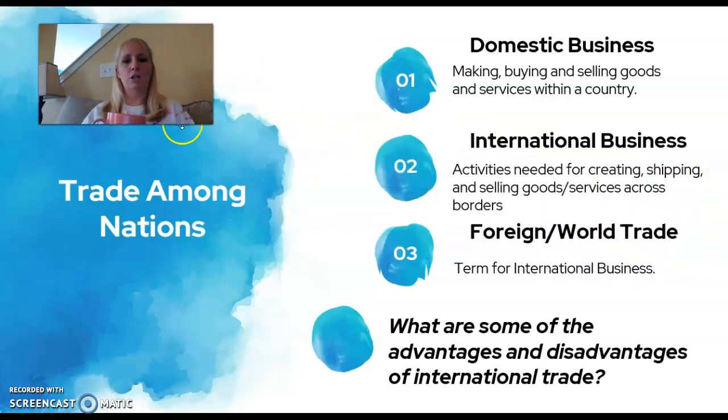Trade among nations. There are three terms that you need to know. First, domestic business. Making, buying, and selling goods and services within the country. So if you buy something that says made in America, that is a domestically made, bought, and sold product. It's within the country's borders.